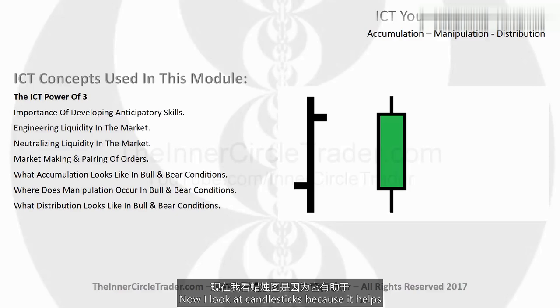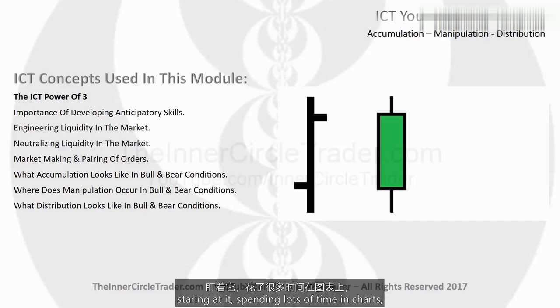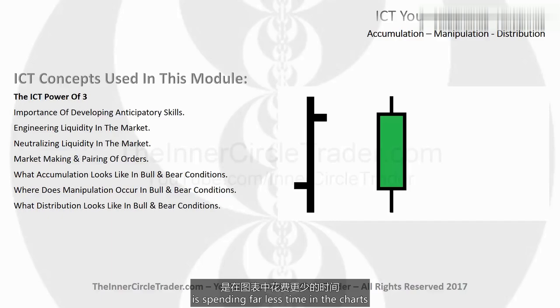Now, I look at candlesticks because it helps to be able to see after many years of looking at price action. It's very hard on your eyes. As long as I've been staring at charts, both on a screen and on paper, I can see that my eyesight has diminished over the years. One of the benefits of knowing what you're looking for is spending far less time in the charts than most traders, like me and before me, who spent a lot of time researching and looking at things. So I gravitate towards candlesticks because it's easier on the eye.